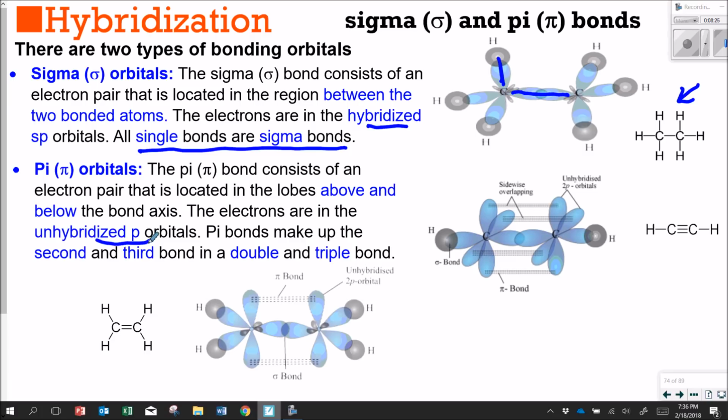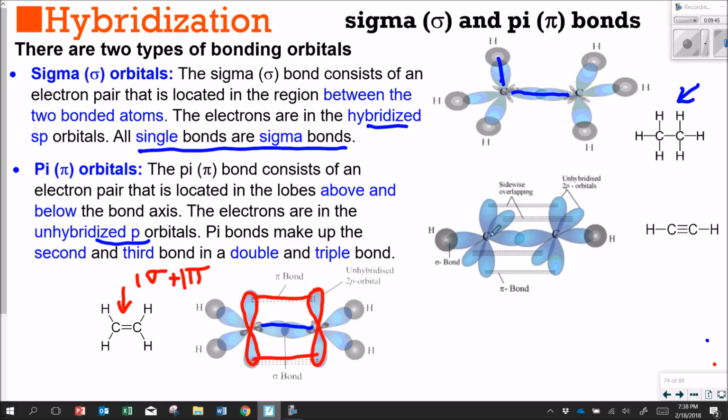So if we look at the picture over here, we have a sigma bond here between the 2 carbon atoms. Then we have our 2 unhybridized p orbitals. And the pi bond is located above and below the bond axis. This constitutes 1 pi bond. So our double bond is made up of 1 sigma and 1 pi bond.